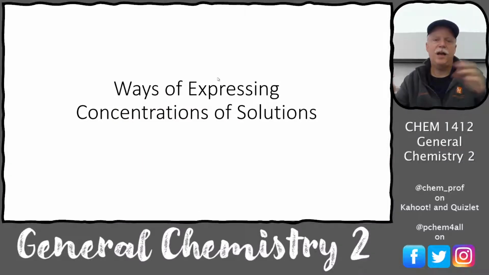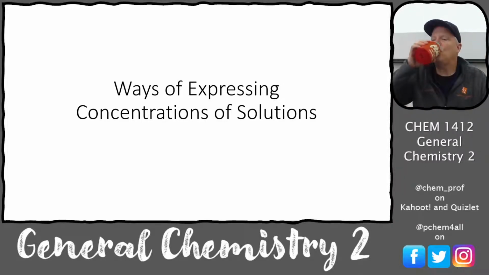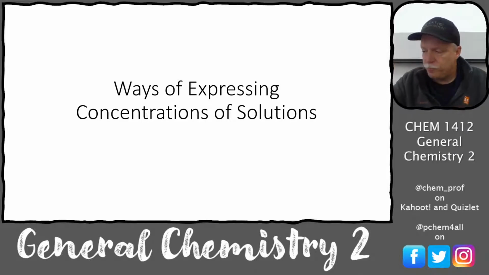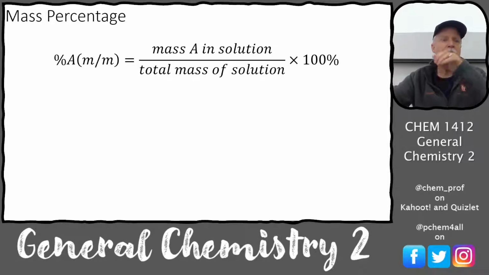Okay, so let's talk about how we express the concentrations of solutions. We have a solute that's dissolved in some other substance that we call the solvent. So we could do percent by mass. We could just take the mass of A in solution divided by the total mass of solution times 100%.